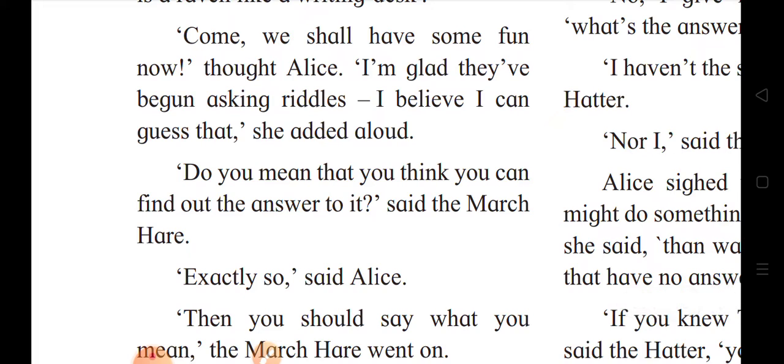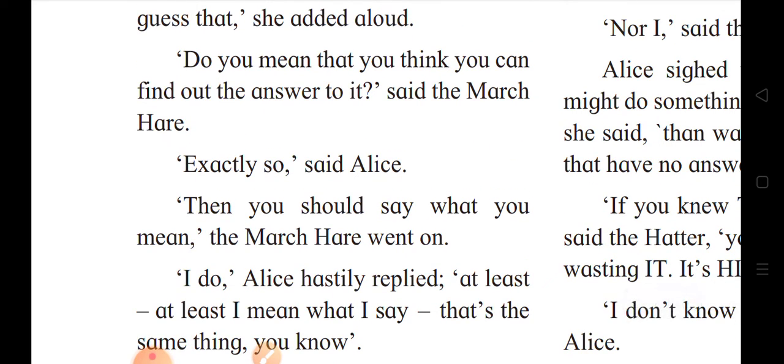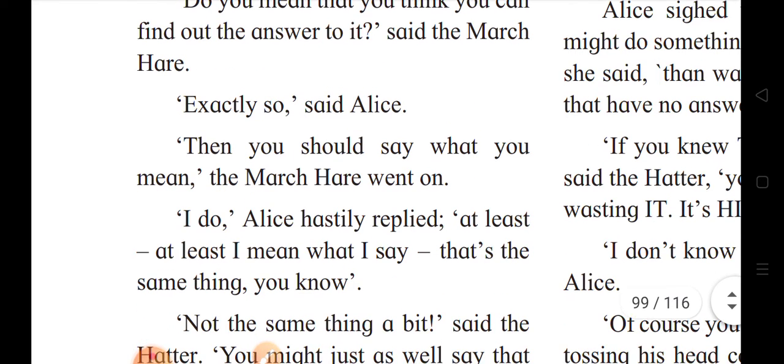"Do you mean that you think you can find out the answer to it?" said the March Hare. So he's asking whether Alice will be able to answer whatever questions they ask. "Exactly so," said Alice. So she is saying, with confidence, that yes, she can answer all their questions. "Then you should say what you mean," the March Hare went on. So you should say whatever you mean. That means when you say you can answer, you will have to answer whatever questions we ask you. She says, "I do, yes, I will."